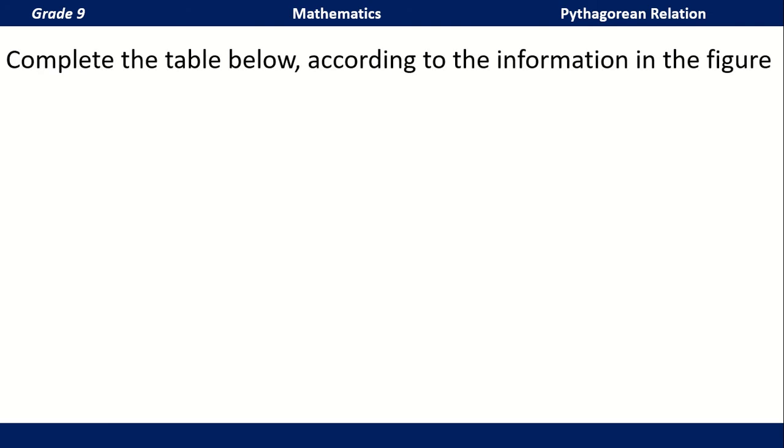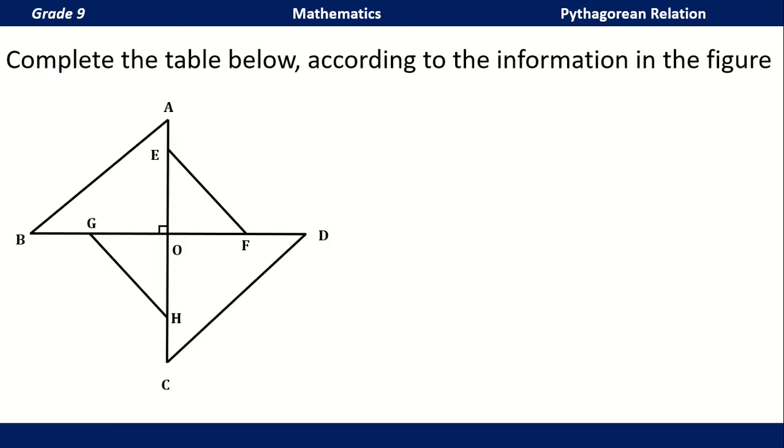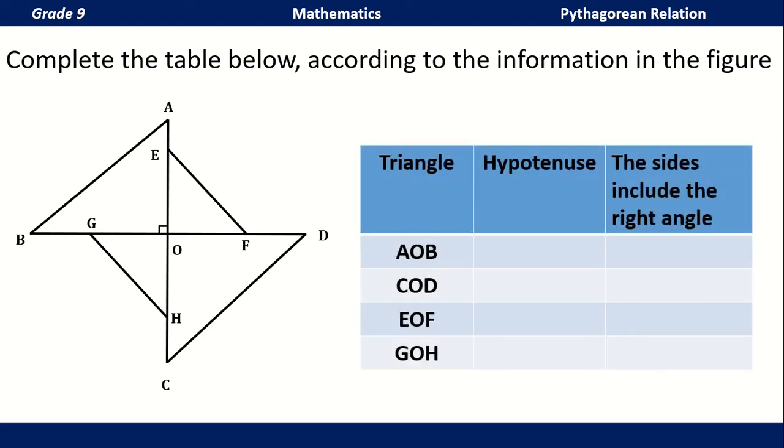Now let's do an activity to practice that knowledge. There's a figure given with four triangles, and you are asked to complete the table by using that information. Right, now let's see what is being asked. There are four triangles, and you are asked to find the hypotenuse and the sides including the right angle. At first, you have been given the triangle AOB.